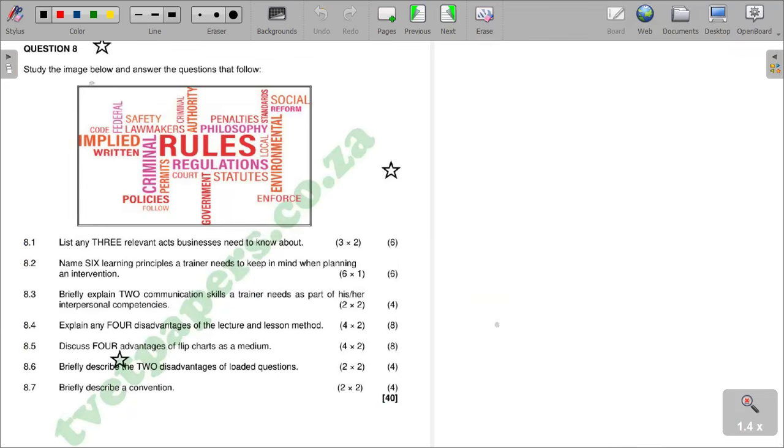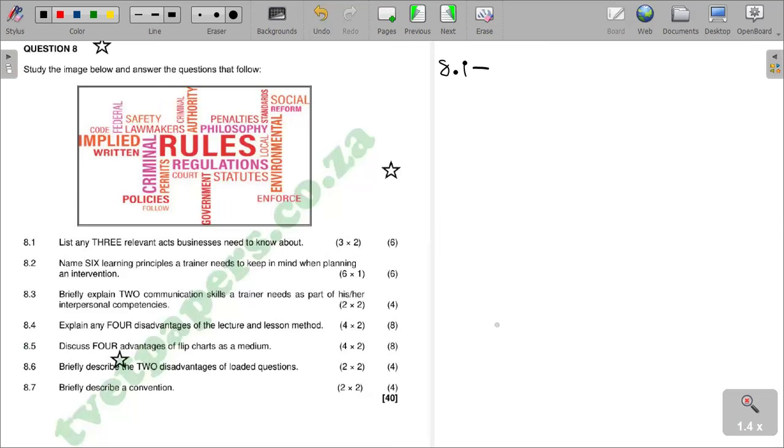Study the image below and answer the questions that follow. 8.1. So what is happening here? There are rules, regulations, court permits, policies, criminal implications, federal safety, social reforms, environment enforcement, etc. List any three relevant acts business needs to know about, relevant to the image below.